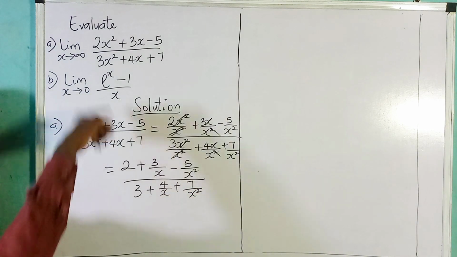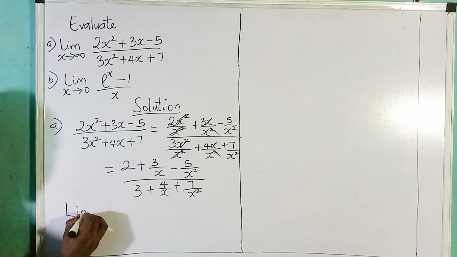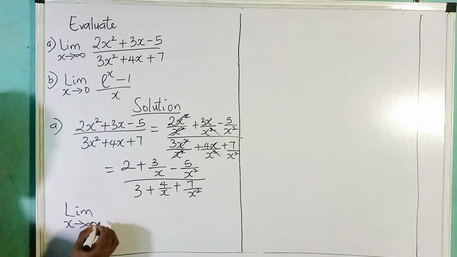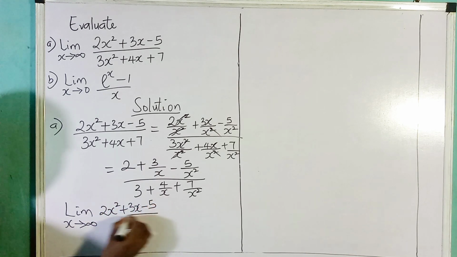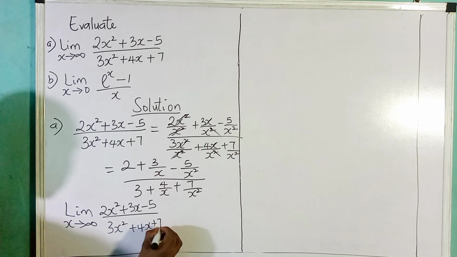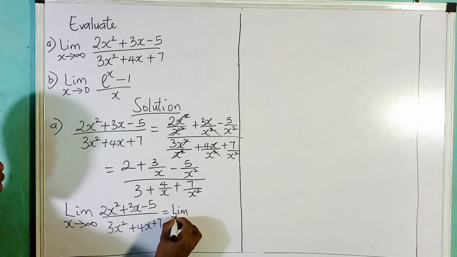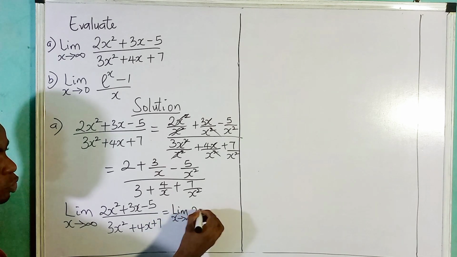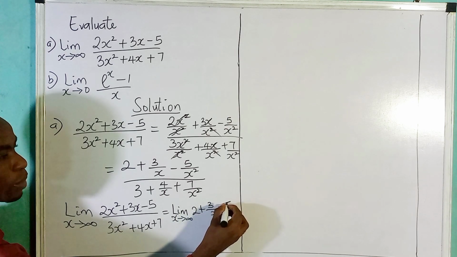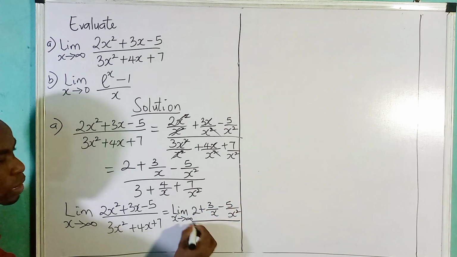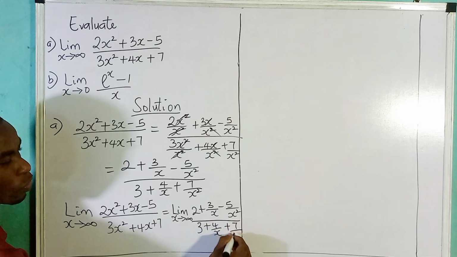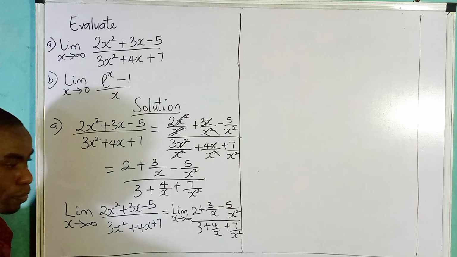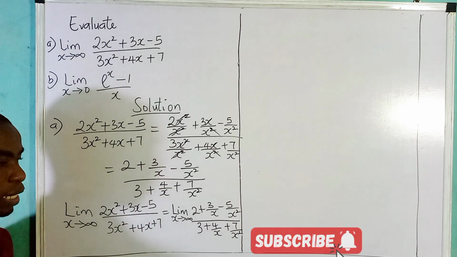Now, come back to the limit. The limit as x approaches infinity of 2x squared plus 3x minus 5 divided by 3x squared plus 4x plus 7 is equal to the limit as x approaches infinity of 2 plus 3 over x minus 5 over x squared divided by 3 plus 4 over x plus 7 over x squared. Now, this and this are the same.